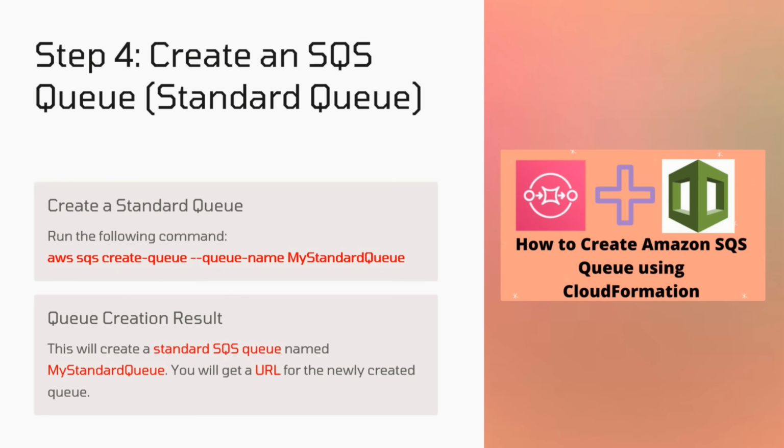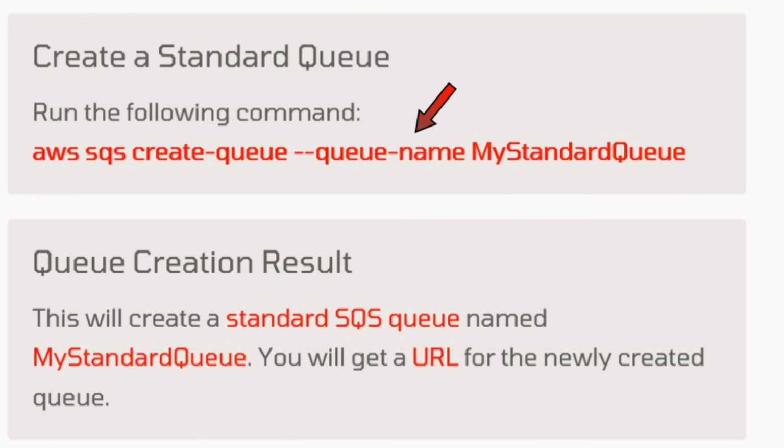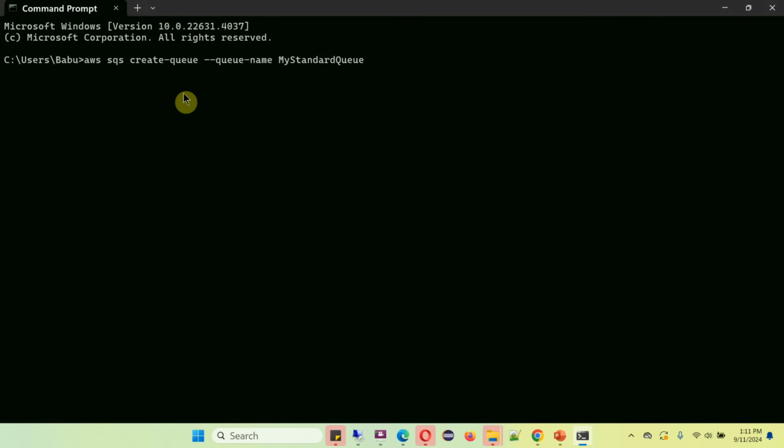Now we will see how to create a standard SQS queue. For that, you have to run this command: aws sqs create-queue with the queue name, and the queue name I am giving is my standard queue. When you run this command, it will create a standard SQS queue, and you will get the URL for the newly created queue. Enter this command, and here you can see my standard queue is created, and the URL of the standard queue is this one.